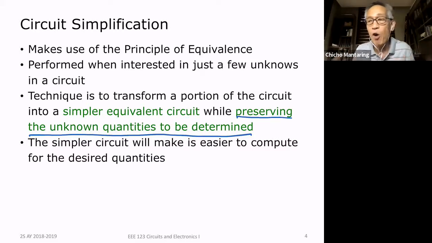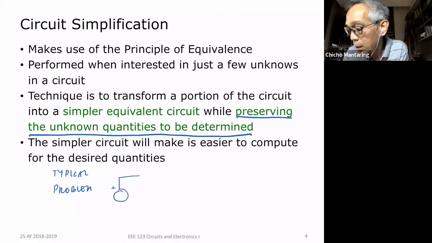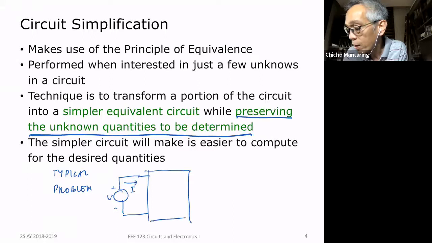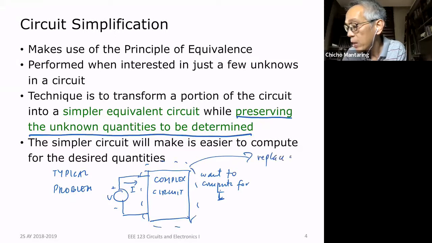So in essence, I have a complex circuit. So this is the typical problem. Let's say I have a complex circuit. I want to compute for I. So what I want to do is I replace this with a simpler equivalent circuit.